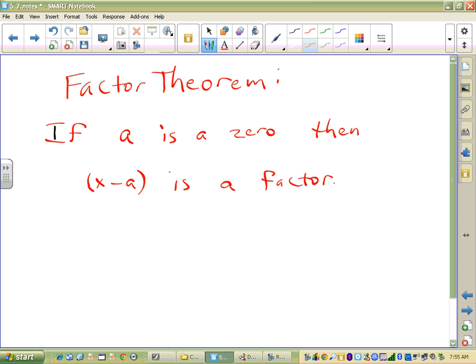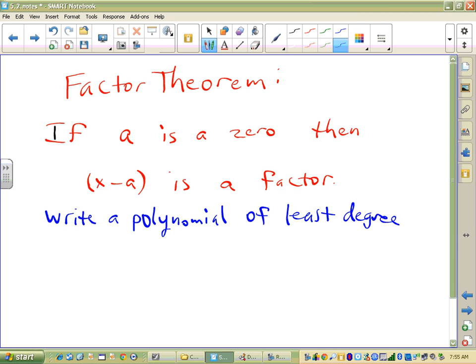So what they're going to ask you to do then is they're going to say, write a polynomial of least degree with zeros of 2, -2, and 7. They're going to ask you to do that. Write a polynomial of least degree that has zeros of 2, -2, and 7.